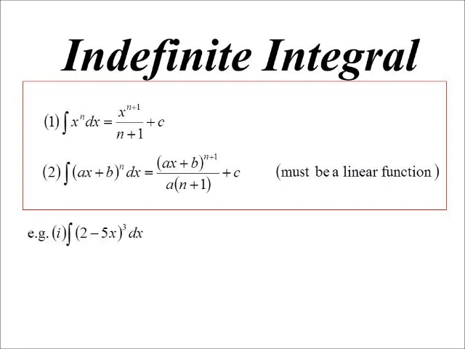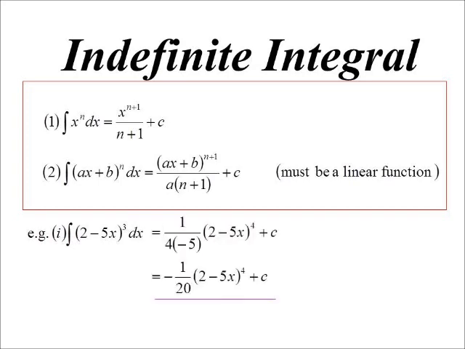So if I've got 2 minus 5x to the power of 3, that is a linear function. I can take advantage of this idea, add 1 to the power over the power, but you'll notice on the bottom of the fraction there, I've also multiplied by negative 5, the coefficient of x. So we get negative 1/20th of 2 minus 5x to the power of 4, but of course, plus a constant.